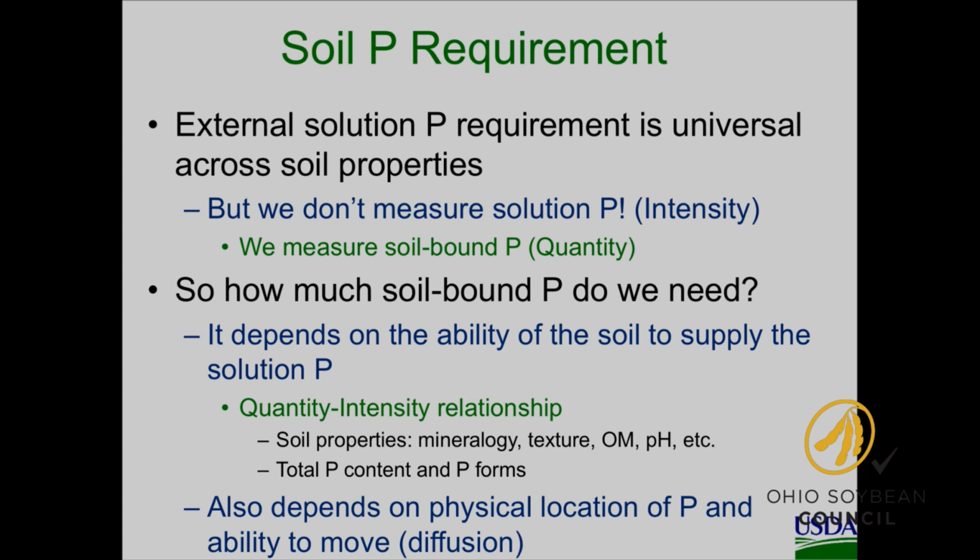So, how do we know how much soil-bound phosphorus we need? Well, first of all, it depends on the external solution P requirement for that plant, and it depends on the ability of the soil to keep resupplying that solution. In other words, it depends on the quantity-intensity relationship for that soil, which is a measurement of the ability of that soil to just keep replenishing that solution with phosphorus. And that quantity-intensity relationship is a function of soil properties: mineralogy, texture, organic matter, pH, also total phosphorus. Obviously, the amount of phosphorus in the soil is going to make some difference, right? And the chemical form of that phosphorus.